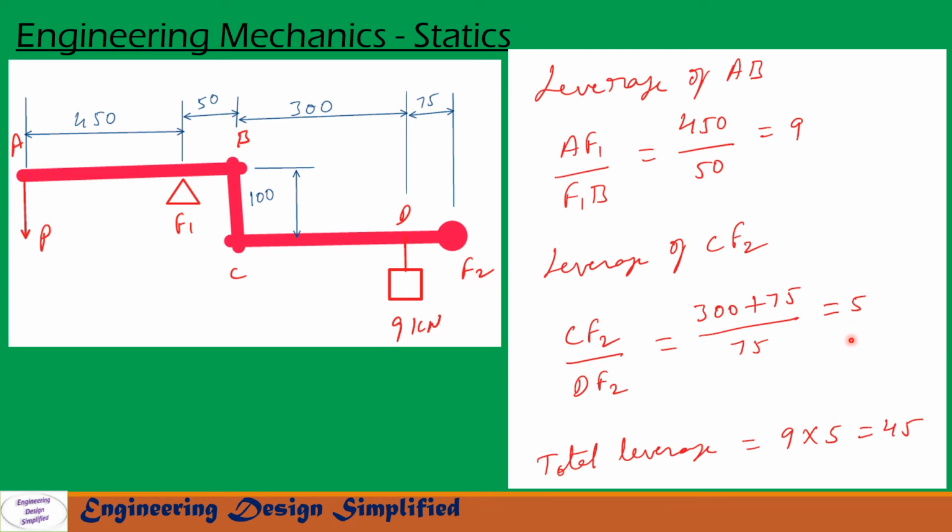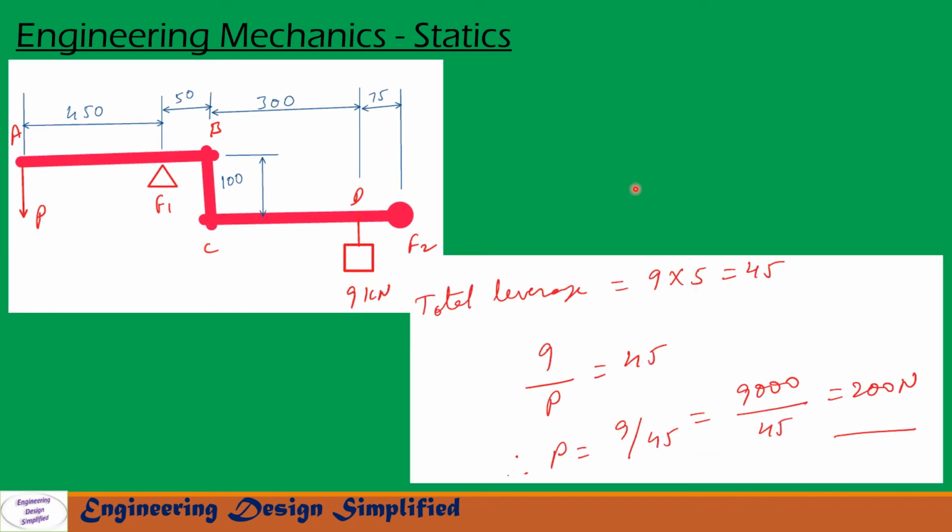So the total leverage will be the multiplication of these two leverages. So we get total leverage equal to 9 into 5, that is 45. So the total leverage we found in the previous slides is 45. Total leverage can also be written as output by input, that is 9 kilonewton by P, the input force. So that is equal to 45.